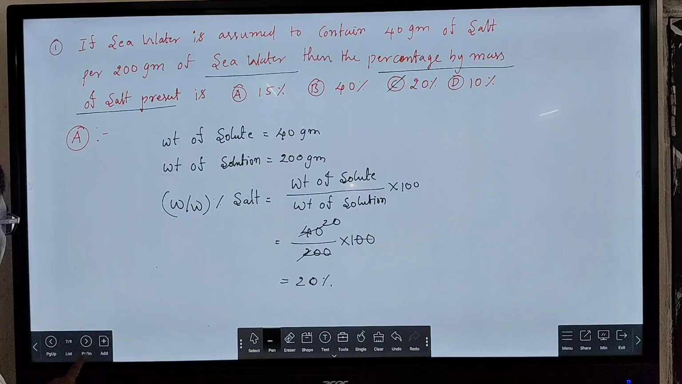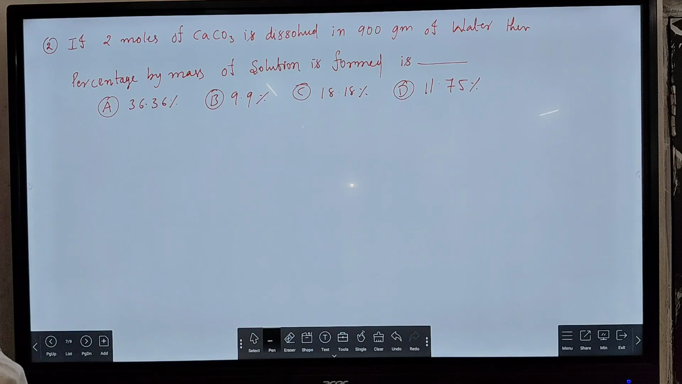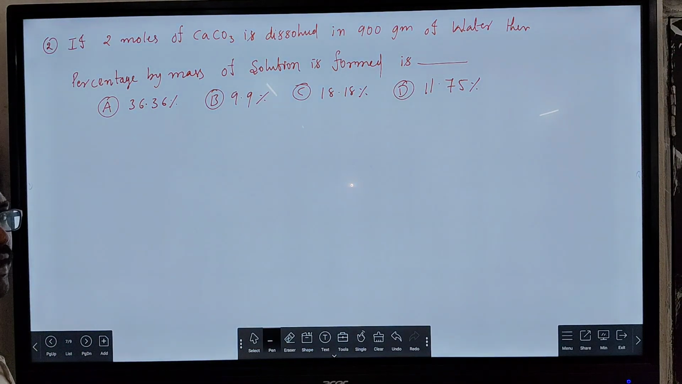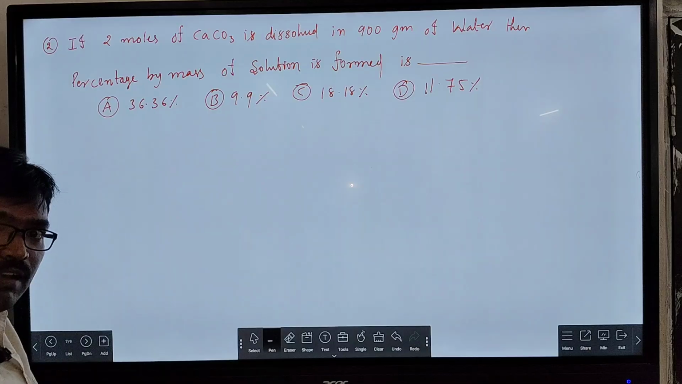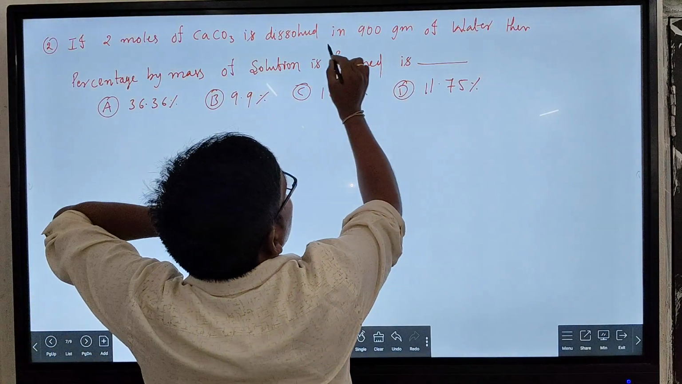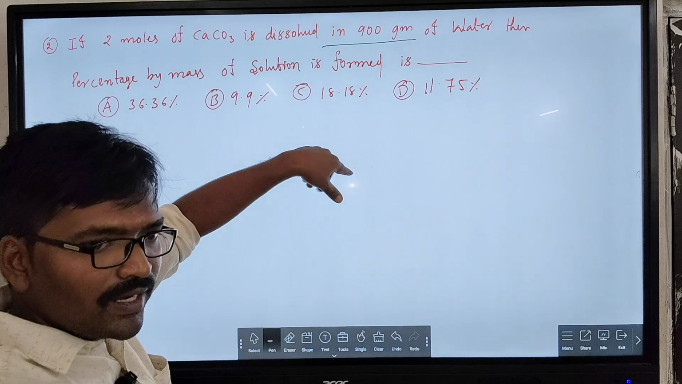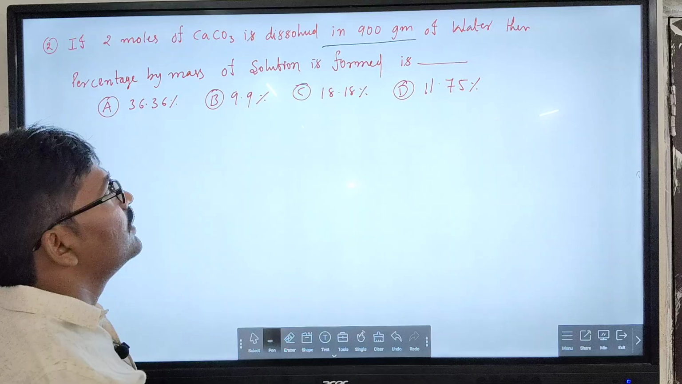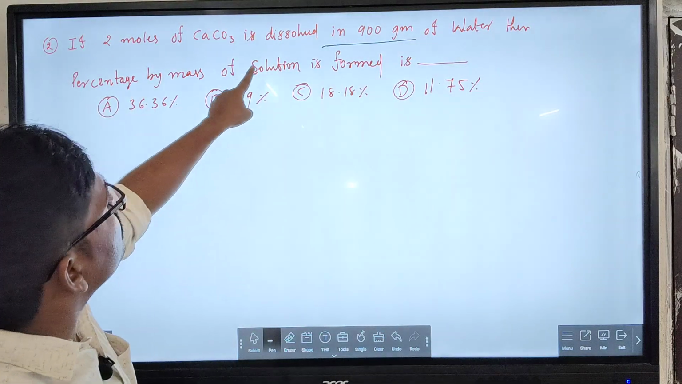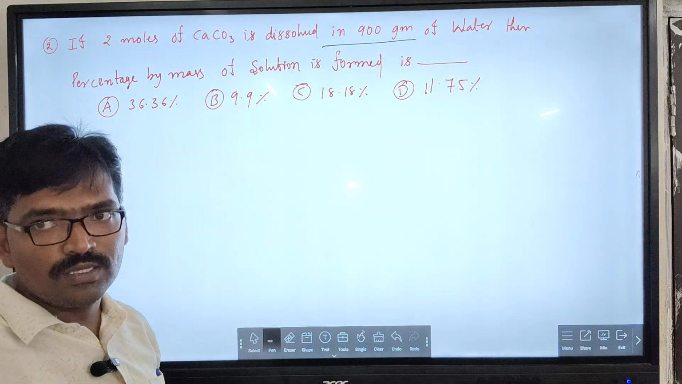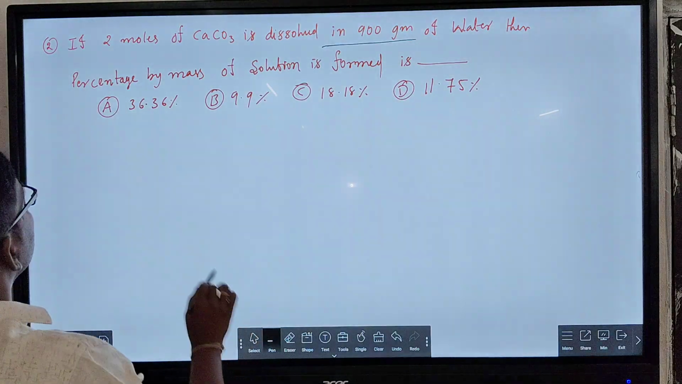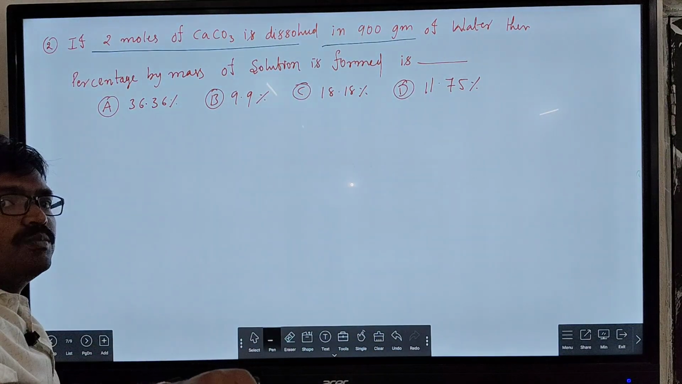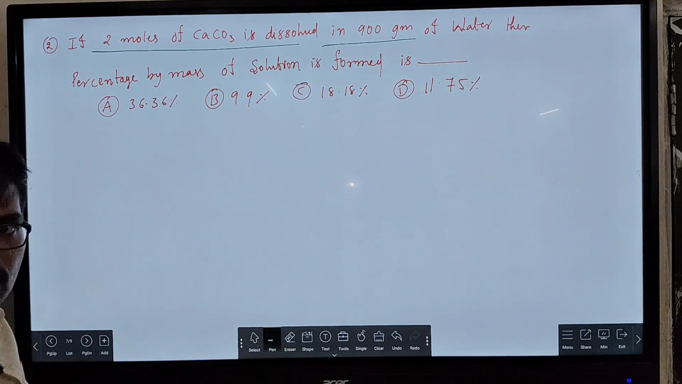So next question, if you see. If 2 moles of CaCO3 is dissolved in 900 grams of water. Sir, here you have to observe one of the things. The solvent is only given. The previous question, salt, water they are mentioned. That is solution. Here only water is mentioned, that is 900 grams of water is there. Then percentage by mass of solution is formed. Percentage mass you have to find out. Sir, here first 2 moles of CaCO3 contains how many grams of CaCO3, that you have to find out.